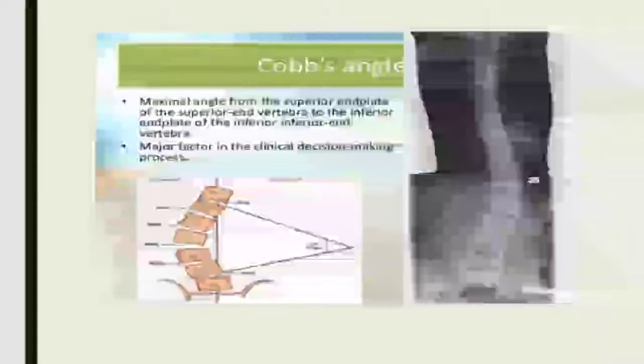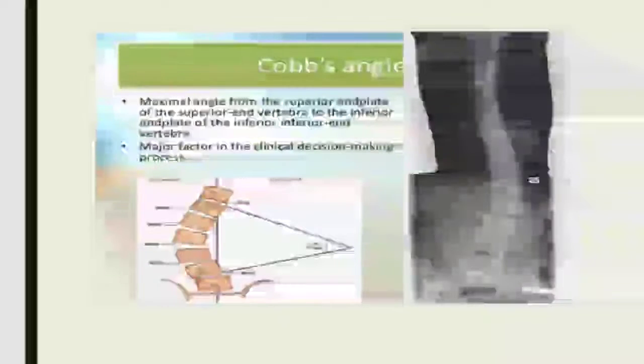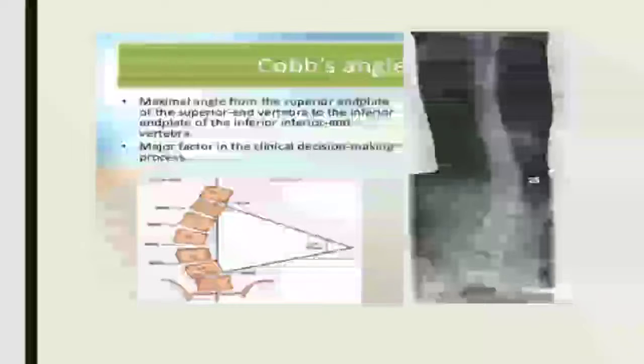Cobb's angle: the maximal angle from the superior end plate of the superior end vertebra to the inferior end plate of the inferior end vertebra. It is a major factor in the clinical decision making process.